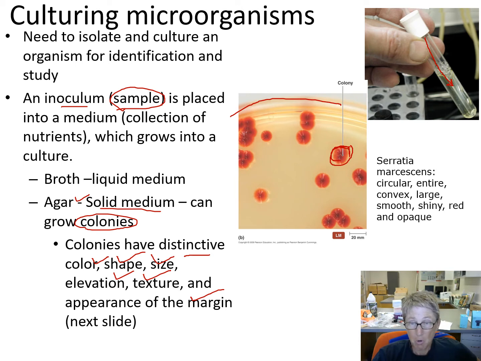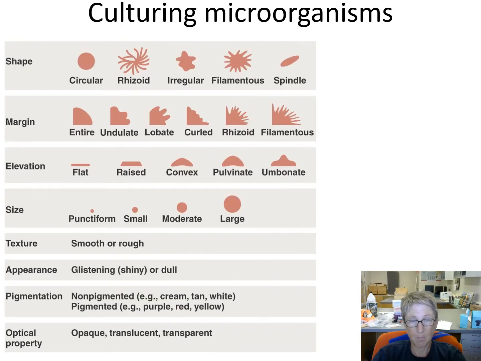It's smooth and shiny and opaque. So if you go on to be a microbiologist, you can get really good at describing cultures and the colonies that grow on the cultures of bacteria. So here's a diagram that shows the different kinds of shapes you can have in a colony. So you could have a circular shape, that's pretty easy, and then all these other shapes.